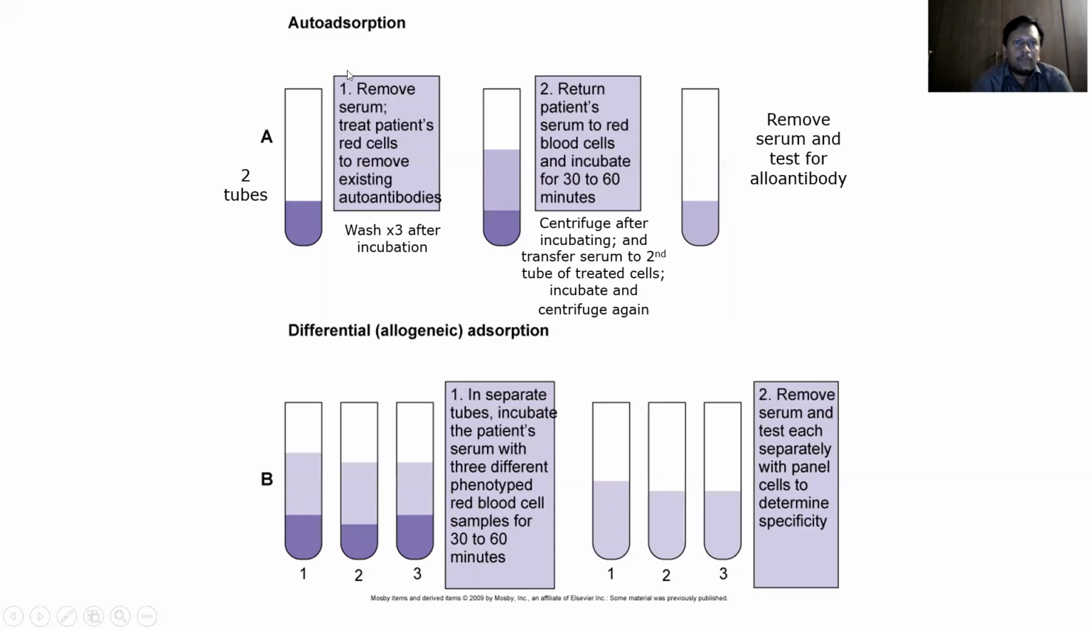Here you can see there are mainly two types of absorption. The first is autoabsorption. That is, we are using the patient's red cells to remove existing autoantibodies, with three incubations. Then we keep it for 30 to 60 minutes to remove autoantibody and test for alloantibody. The second is allogeneic absorption. That is, we have separate test tubes, and we are incubating the patient serum with three different phenotyped red cells. So we take red cells of a known phenotype and then add the serum, knowing that if the antibody is present, consequently that antibody will be absorbed.